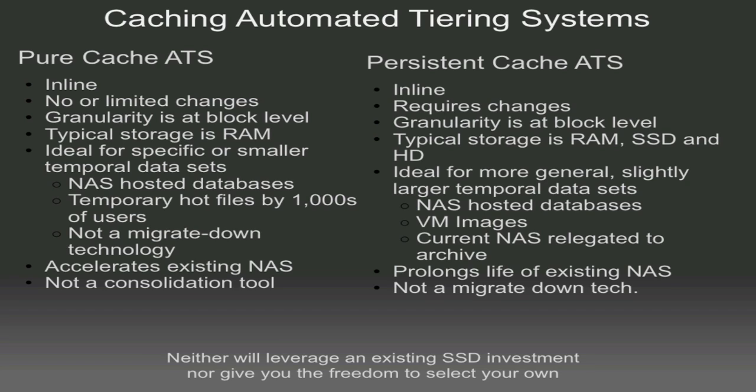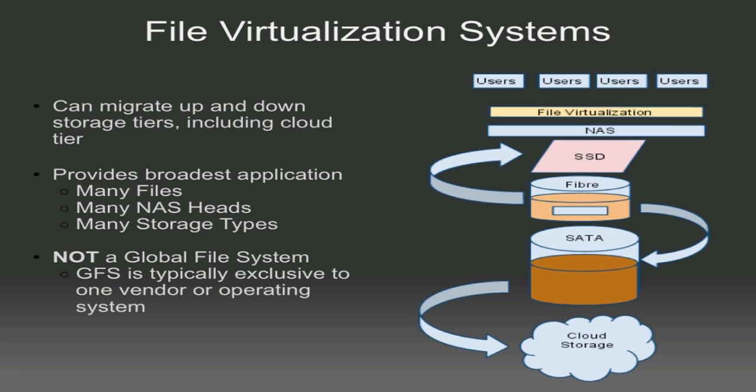Next up is what we call file virtualization systems. This is a form of automated tiering, and we think, especially in the NAS space, it probably makes a lot of sense. You can migrate up and down storage tiers, so those tiers can be SATA, fiber, solid state disk. It could be cloud storage. The SATA tier could be deduplicated storage. It could be specific archive tiered storage. It could be MAID storage. It could be a combination of all three. So it really allows you to leverage some of the more interesting cost-saving storage technologies that are out there.